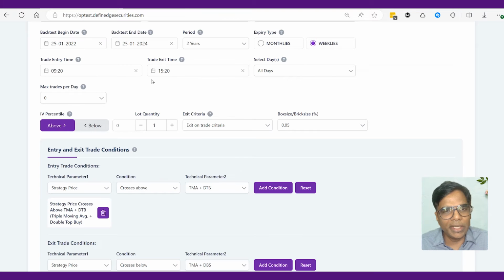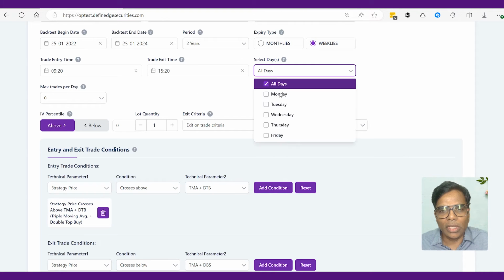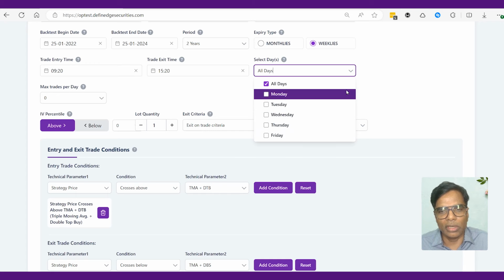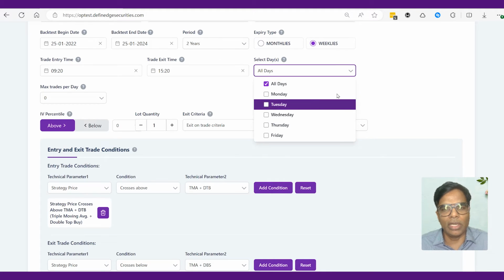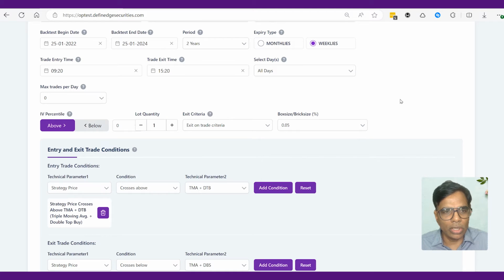Now trade entry time and exit time, because this is an intraday trade, we need to have an entry time and we need to have an exit time. Okay, we are going to enter this trade only after 9:20 when the entry signal comes, and if there is no exit signal, it will exit at 3:20. Okay, so that is clear. Now here you can also choose which days you want to enter, whether you want to choose just Monday, Tuesday, Wednesday, Thursday, Friday, any one of them, or all days. Okay, we'll choose all days for this.